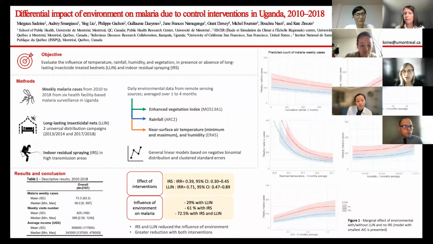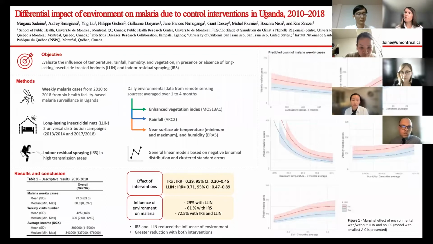The interventions we analyzed included long-lasting insecticidal nets and indoor residual spraying. The Ugandan population received nets during 2 universal distribution campaigns, and IRS has been carried out in high transmission areas since 2006. The environmental drivers we analyzed included enhanced vegetation index, rainfall, temperature, and humidity, all extracted at a daily scale from remote sensing sources and averaged over 1 to 4 months, except for rainfall, which was cumulative.